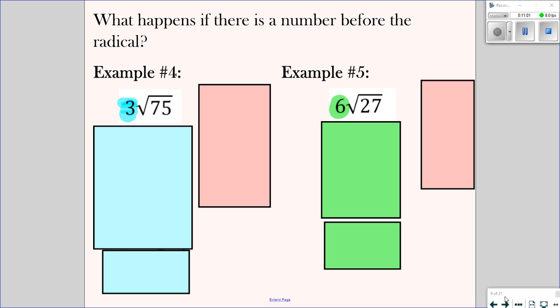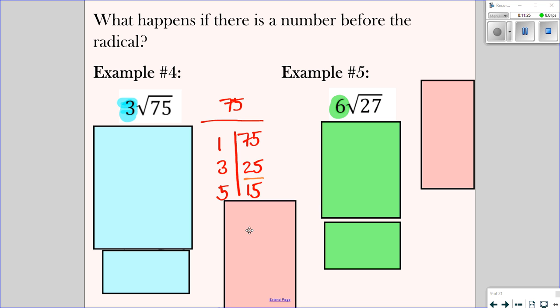Okay, so the question is, what happens if there's a number before the radical? So we got two examples showing that. I've highlighted the 3 in blue and then the 6 in green. So let's do example 4. When you have a number in front of the radical, that number will be carried down all the way till the very end. So the first thing you're going to do is deal with what's underneath the radical.